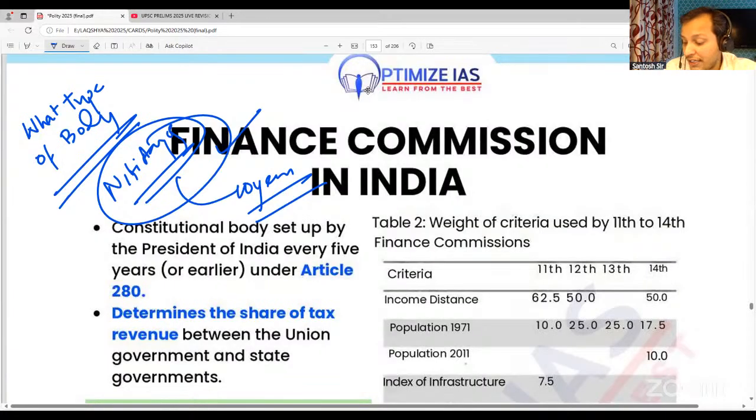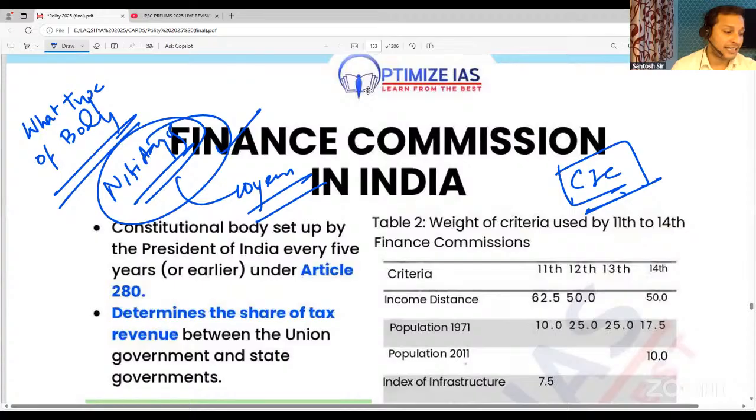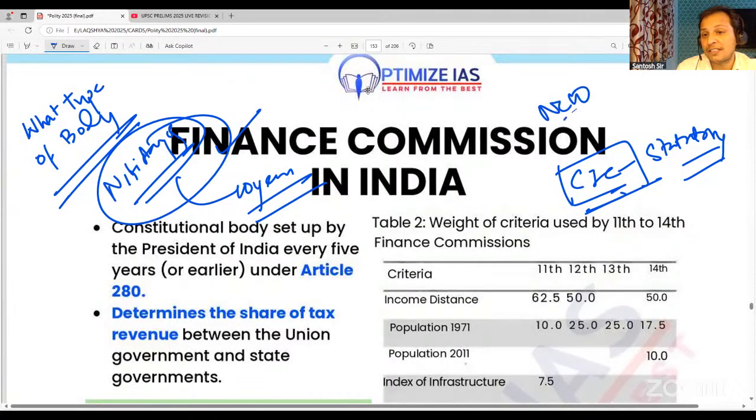Very good. Okay, next one is the CIC, the Central Information Commission. What is the CIC, guys? CIC is a statutory body. They can ask you about the CIC, or they can ask you about the National Commission for Women, which is a statutory body. This can be asked.